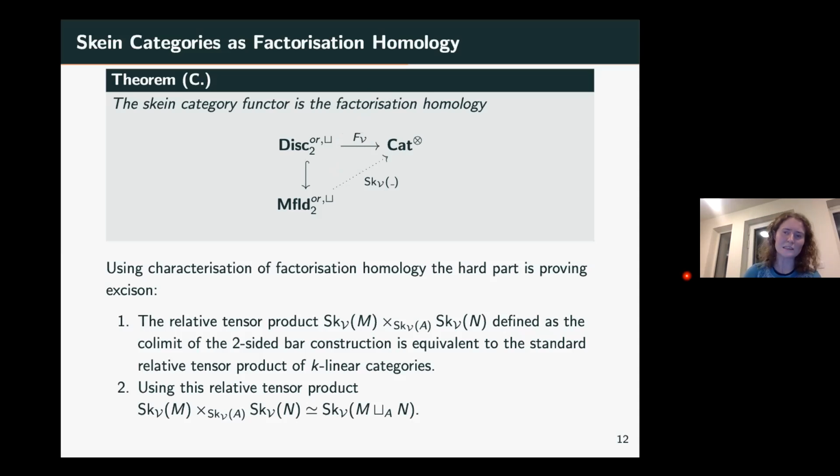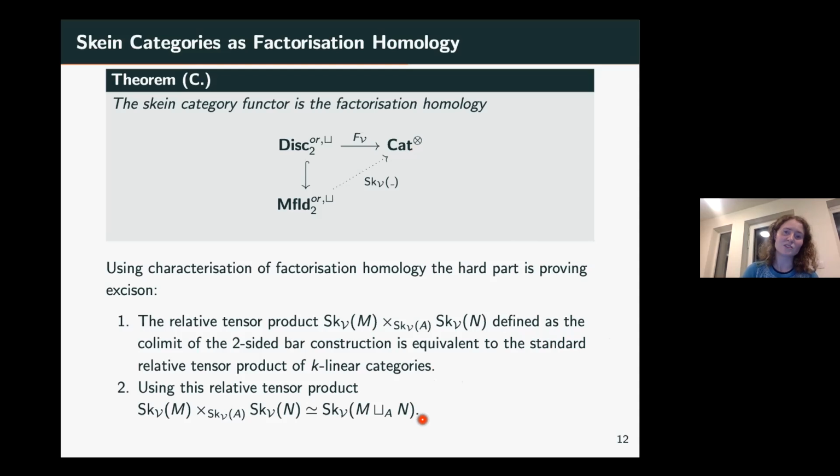If you do this, the first thing you need to do is take this abstract colimit definition and prove that this colimit definition of the relative tensor product, in the case of the category of k-linear categories, is just the standard relative tensor product of k-linear categories, whose objects are pairs of objects in the first category and the second category. So essentially, a nice abstract, concrete definition.